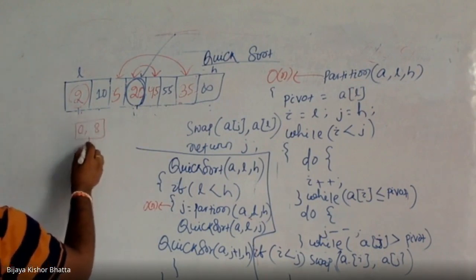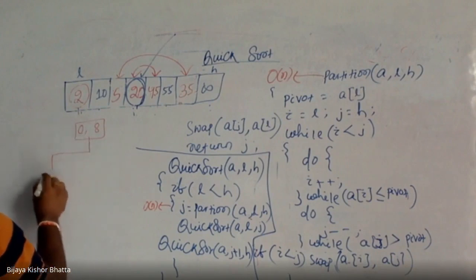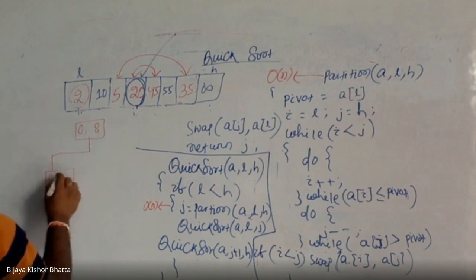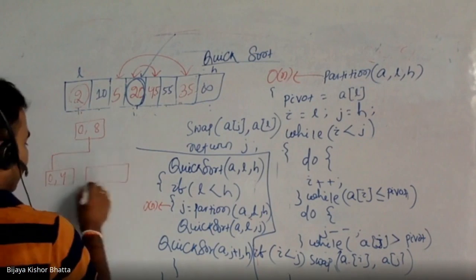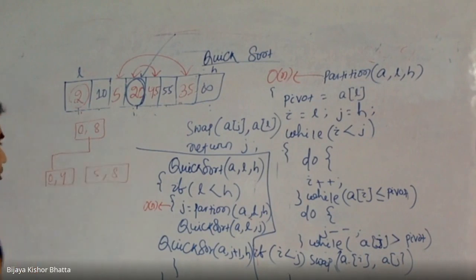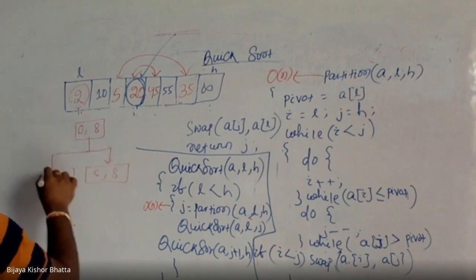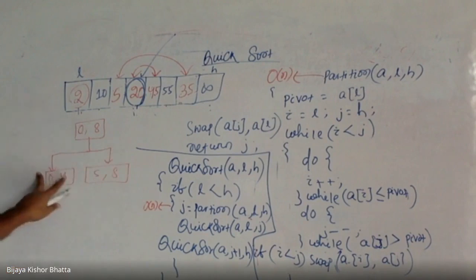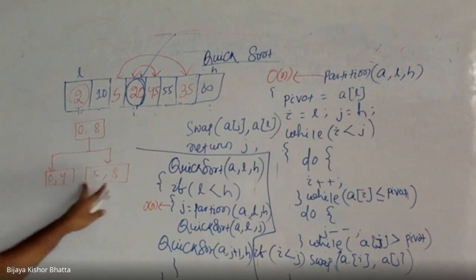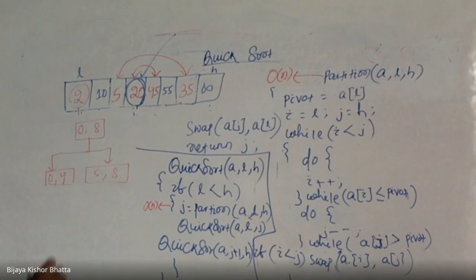It will find the partitioning point and it will call 0 to 4 maybe, and maybe 5 to 8. This is the element, right? It will partition this array into two parts. One is 0 to 4 and one is 5 to 8. Okay. And then what will happen?